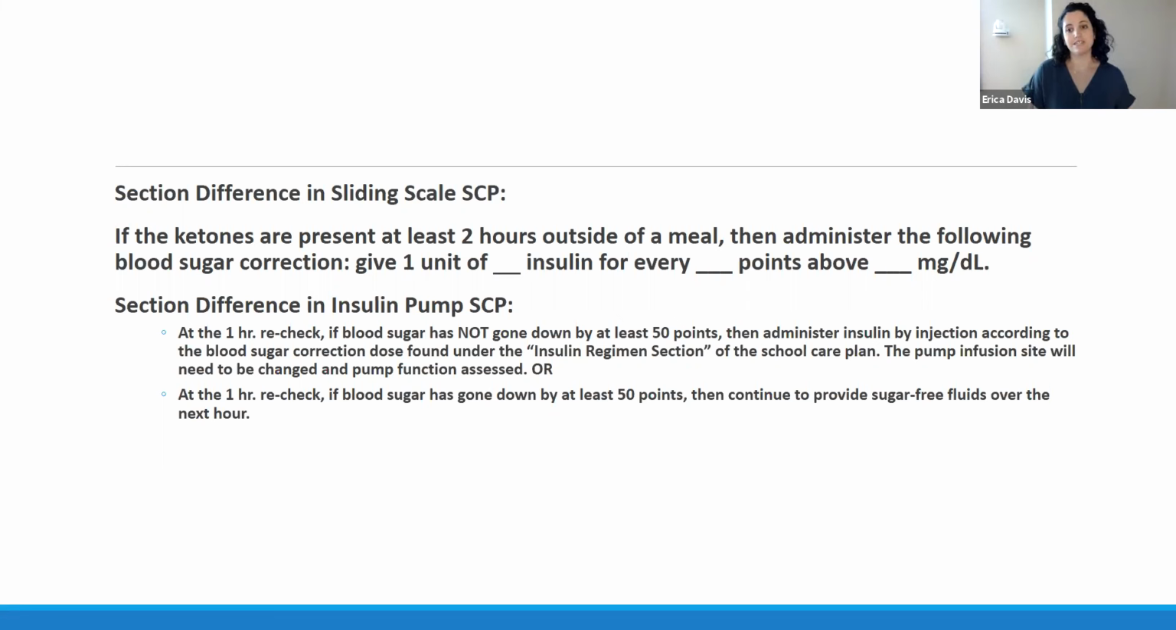Because if that blood sugar has not gone down by at least 50 points, we're going to assume that that set is not working. So we don't know how much of that previous dose they received. So we're going to give an insulin injection with the actual syringe using that blood sugar correction dose. And we're going to need to get that pump infusion site changed.